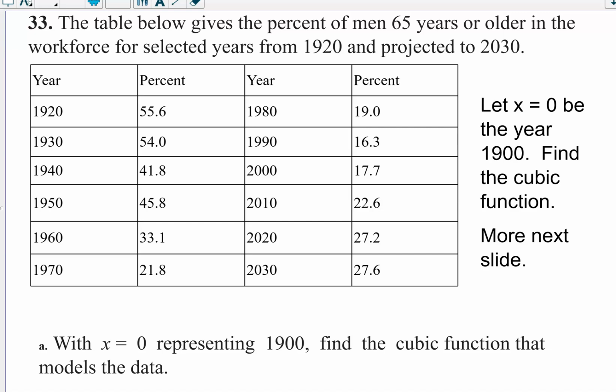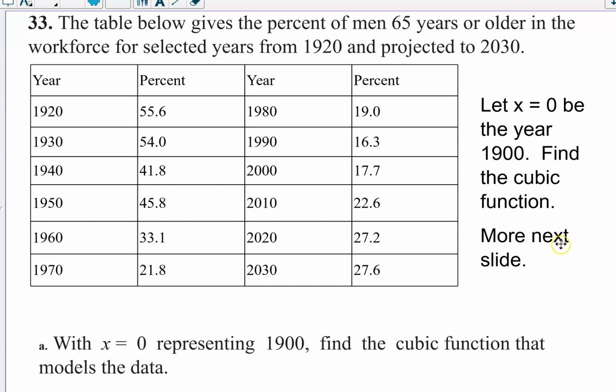Okay, so let's take a look at this number 33. The table below gives the percent of men 65 years or older in the workforce for selected years from 1920 and projected to 2030. And so what I want you to do right now is just pause the video and make sure you can get all this in your calculator. And it says let X be the year 1900.